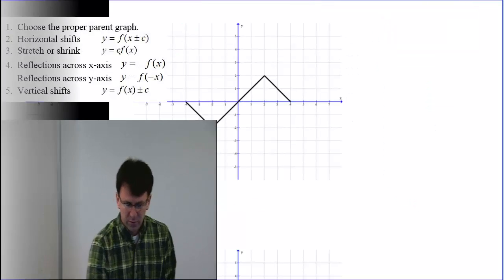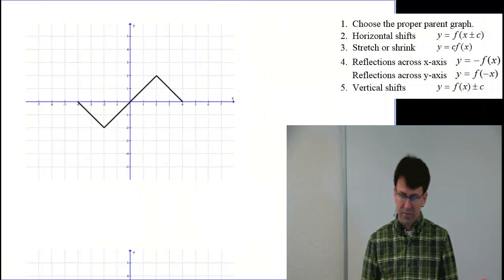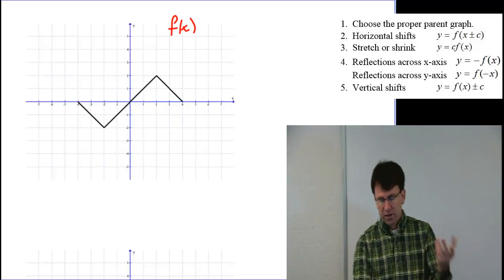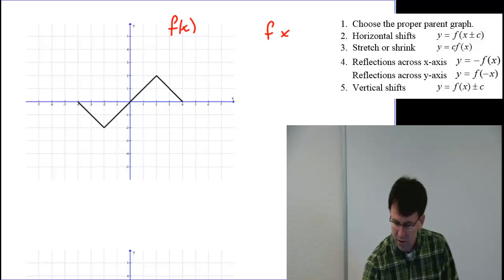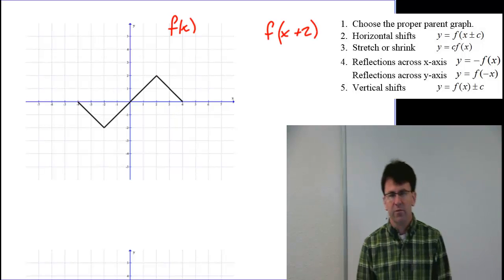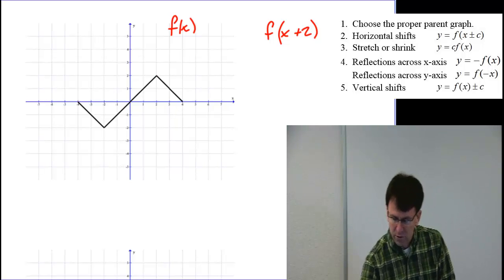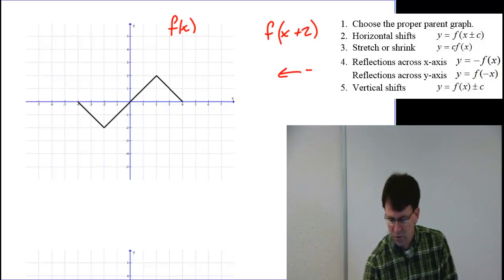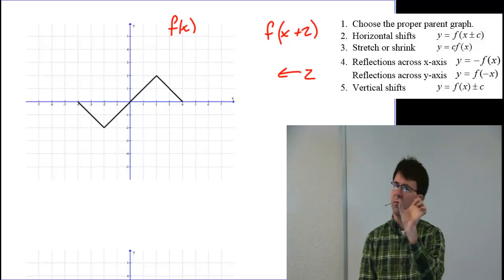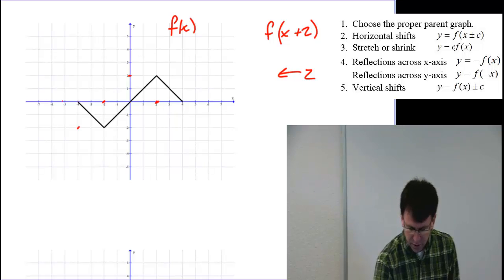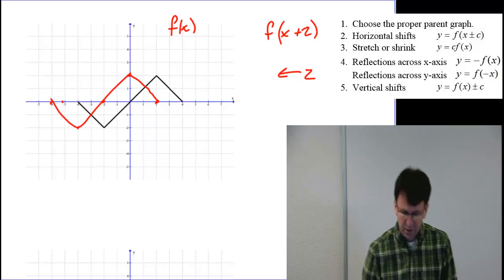Now let's take a look at what would happen if someone handed us a parent graph that we'd never seen before. This could be defined as being an f of x, and that would be fine. If someone came along and said, hey, let's do f of x plus 2, where x plus 2 happens to be inside the function, all we're going to do with this graph is shift him left 2. Again, remember, it's happening inside the function. So everything on this graph would just move left 2, and we'd end up with a graph that would look something like this, and we would be good to go.